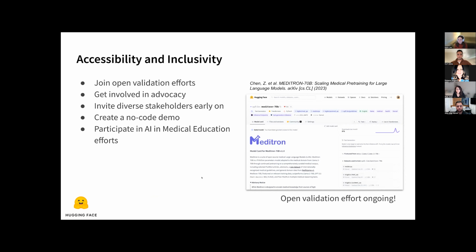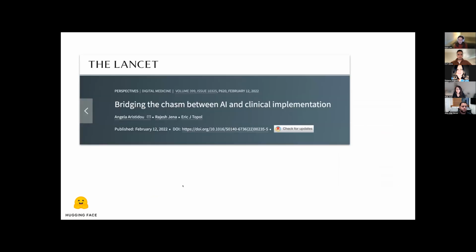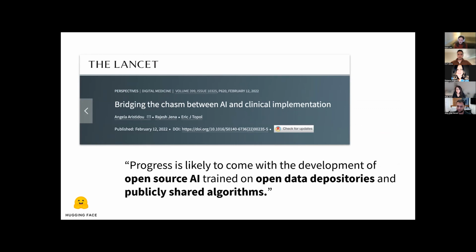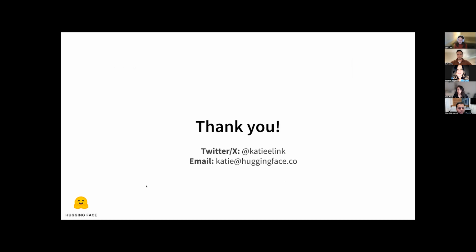And so finally, to wrap up, as we think about bridging this chasm between AI and clinical implementation, and obviously me being from Hugging Face, I think that open source plays an important role in addressing a lot of these responsible AI principles. Just to close, I'd like to rehash Eric Topol's message in this paper, which is that progress is likely to come with the development of open source AI, trained on open data repositories and publicly shared algorithms. So thank you for your attention, and I'll turn it over to you, Cyril.